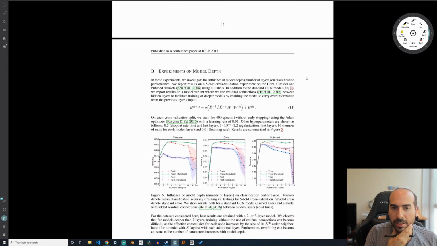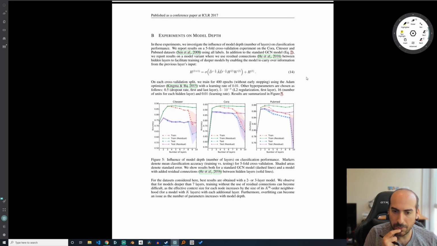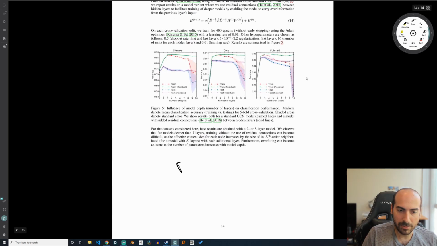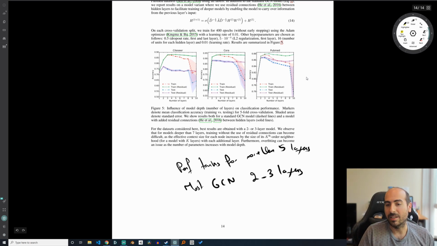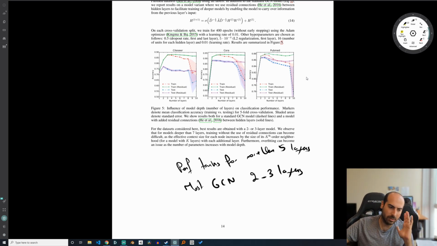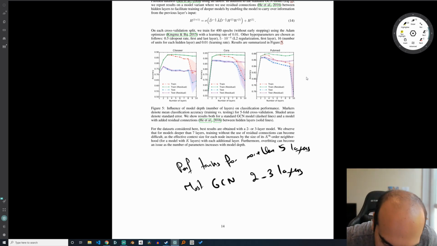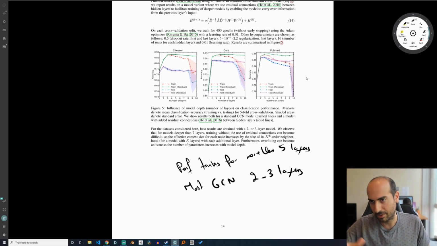So we investigate the influence of model depth on classification performance, varying the model number of layers. Interesting. Both results are obtained with 2 to 3 layer models. Interesting. Yeah, so basically performance tanks for more than 5 layers. Most GCNs are actually 2 to 3 layers. That was actually a fascinating thing for me, because I'm used to images, where it's like ResNet 50 or ResNet 100 or whatever. It's like always 100 layers of transformers, something similar, and probably even more.